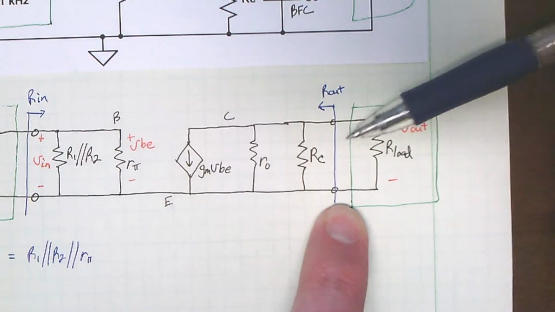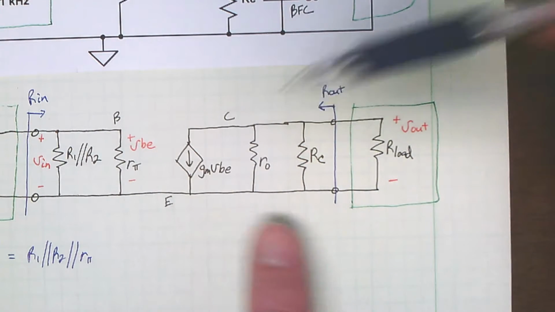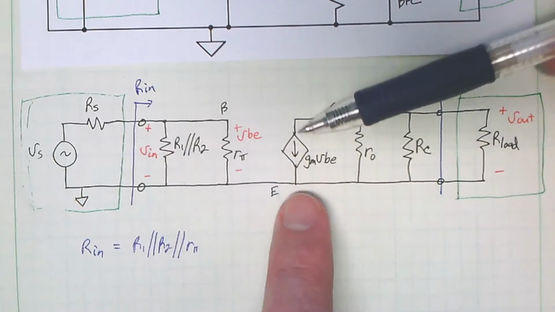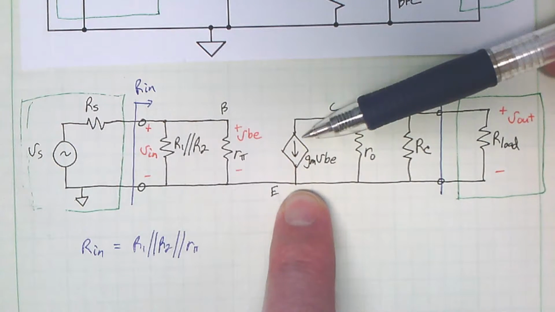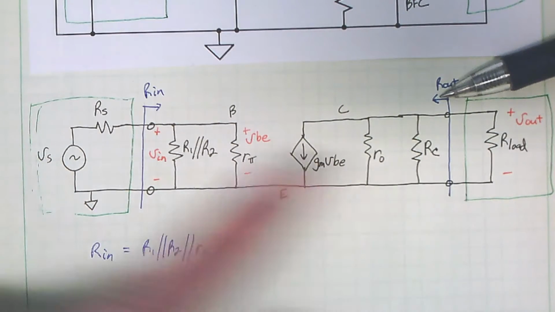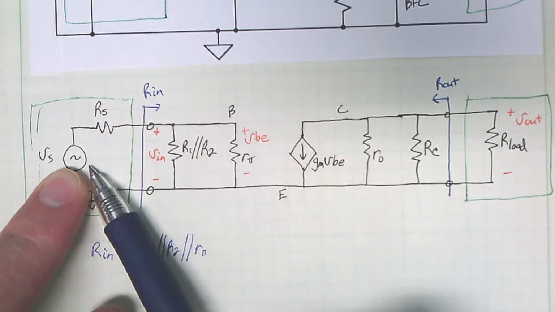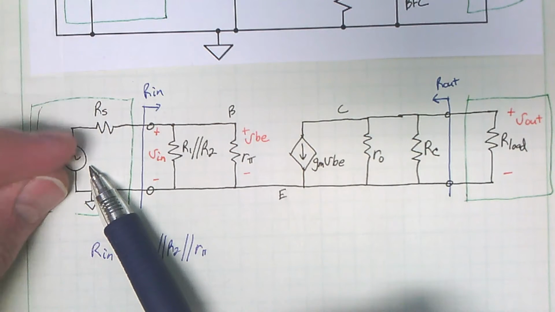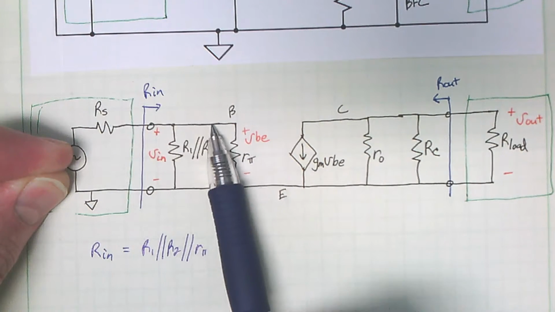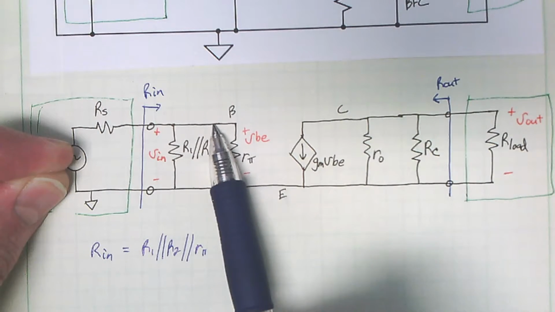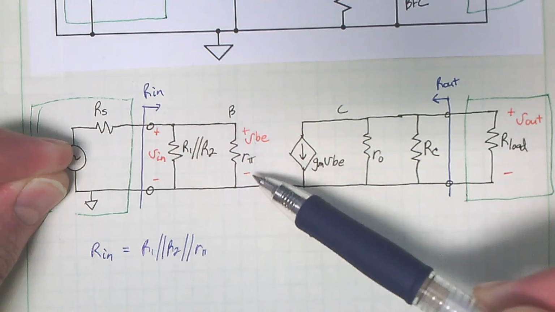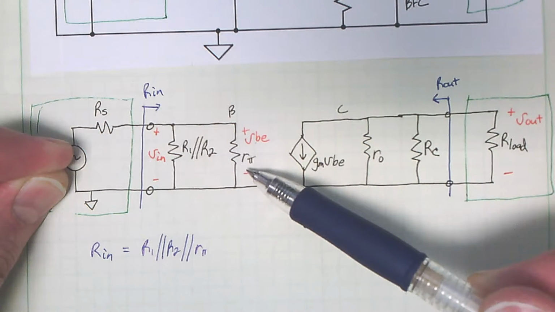I'm going to find the resistance looking to the left. I see RC in parallel with RO, parallel with whatever this thing is. Remember, when we find equivalent resistances, we set our independent sources to 0. This is an independent source, and I'm going to set it to 0. In this circuit, you can analyze that the voltage at the base node is 0. That means VBE, little VBE, the small signal version, across the base emitter is also 0.